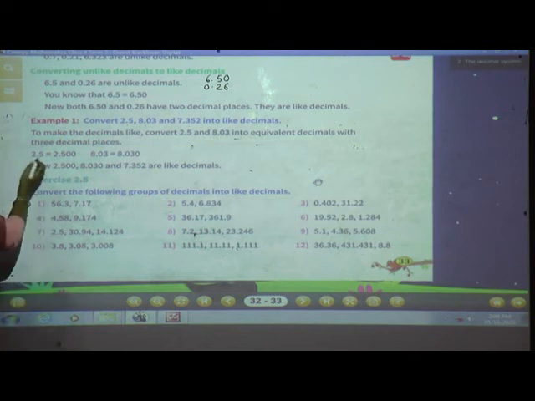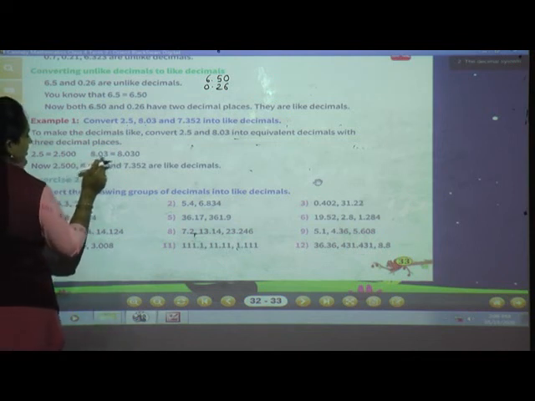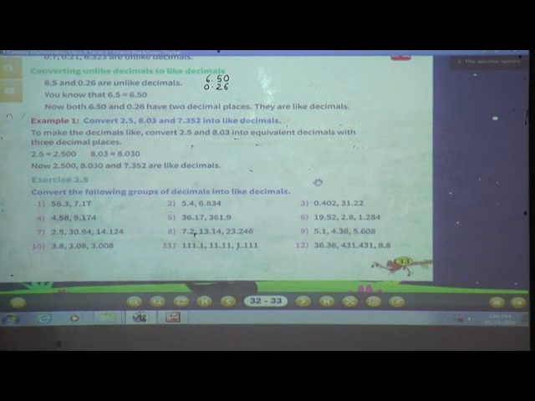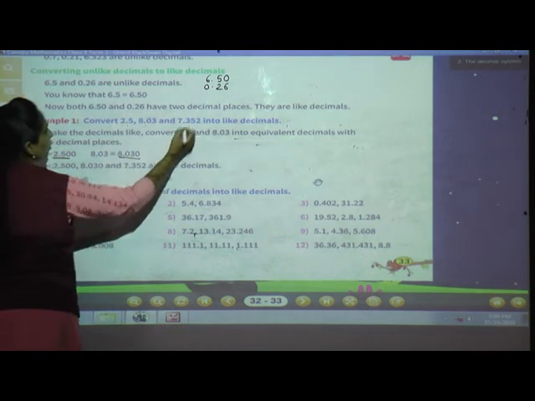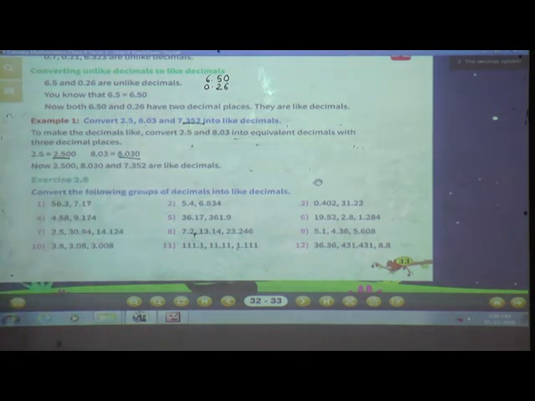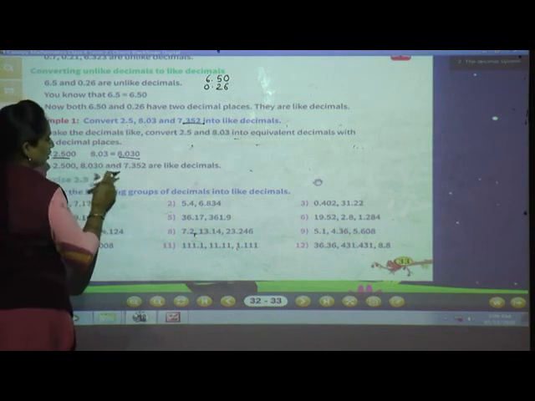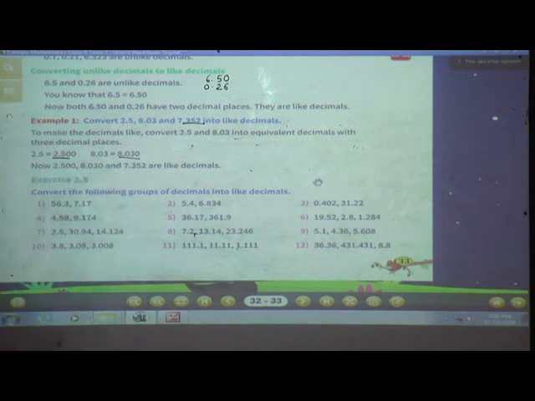So how can we do it? 2.5 is equal to 2.500, we have to add 2 zeros. Adding zeros has no value, isn't it? In the second, 8.03, we can add one more 0, meaning 8.030. Now we got 1, 2 and 3, 3 decimal places after the decimal point. So now we can say that 2.500, 8.030 and 7.352 are like decimals. Clear till here? Yes? Very good.